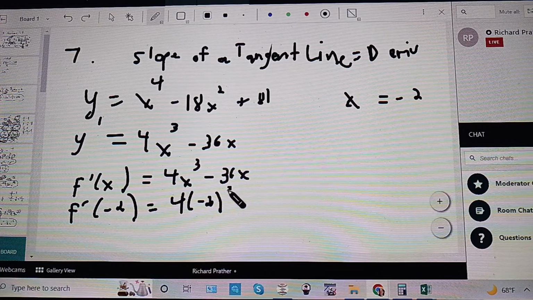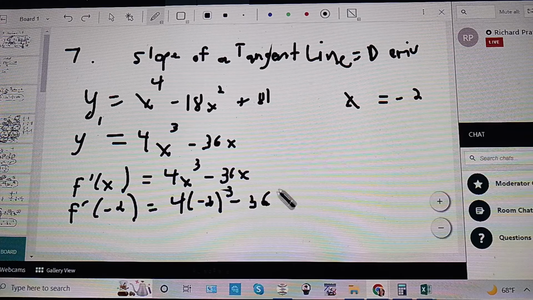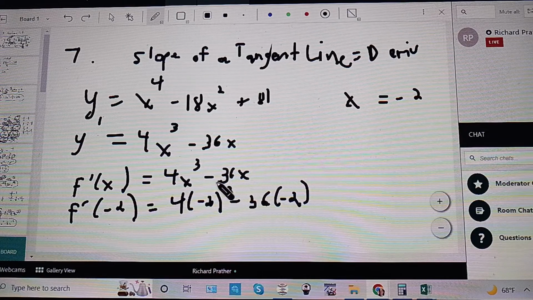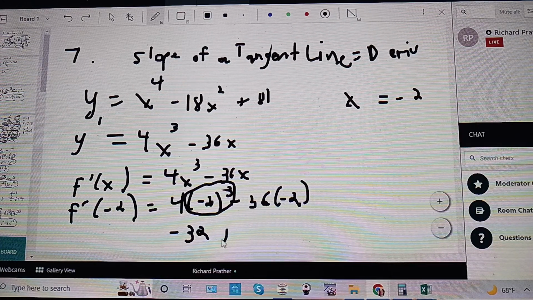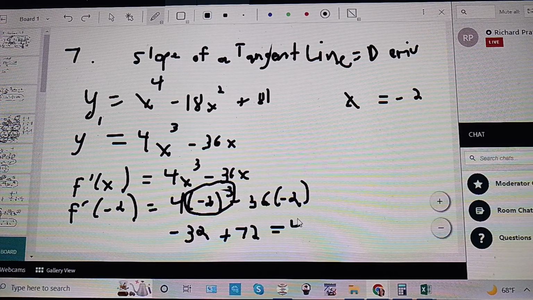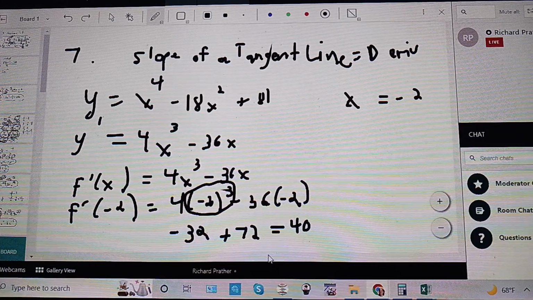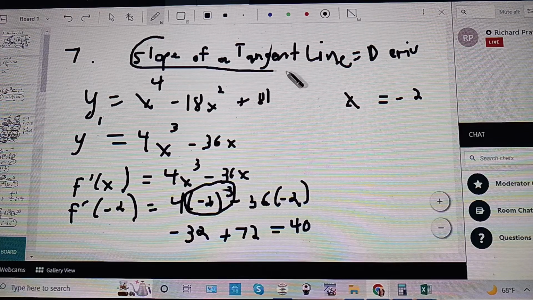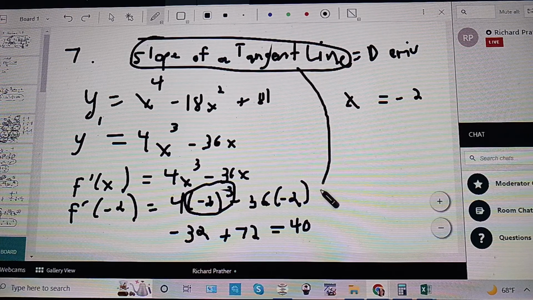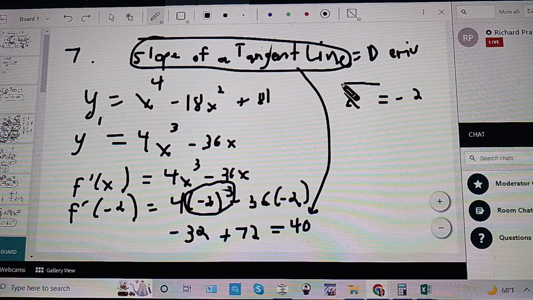So plug negative 2 into the derivative function everywhere there's an x, and just do algebra to calculate the answer, order of operations. Negative 2 cubed is negative 8. Negative 8 times 4 is negative 32. Negative 36 times negative 2 is positive 72. Plus negative 32 is 40. So by plugging negative 2 into the derivative function, that tells me the slope of the tangent line is positive 40 exactly at x equals negative 2.